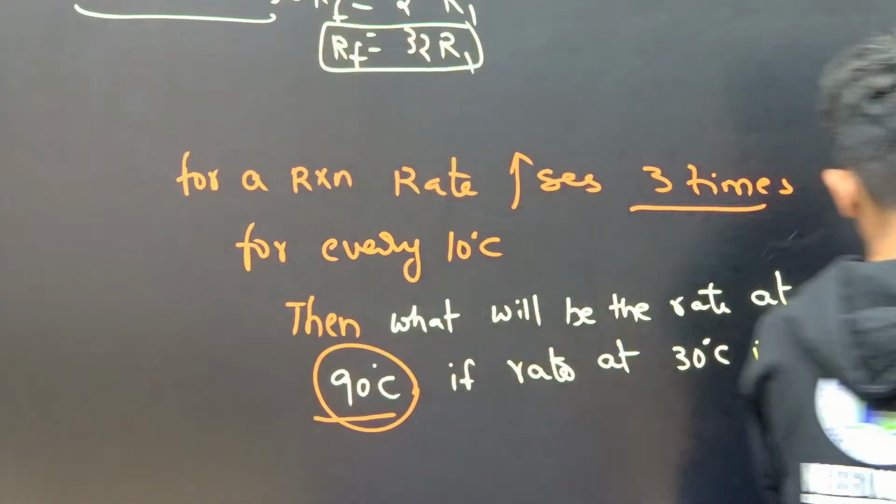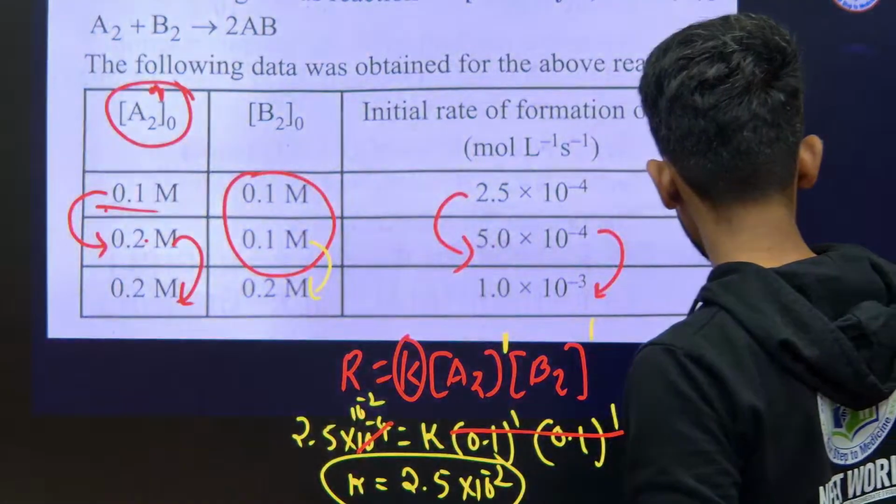Right, next, now here we have seen only the effect of temperature, meaning for every 10 degrees Celsius, as we discussed, the rate increases 2 times, 3 times. Now the exact effect of temperature on the rate of a reaction is given by the Arrhenius equation.